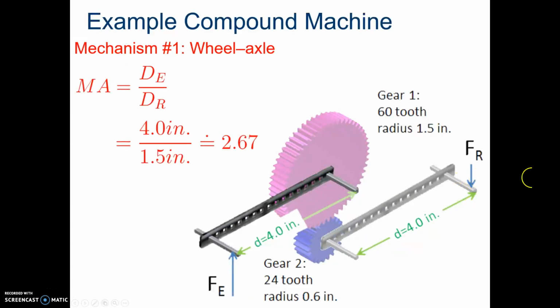Our effort distance would be the length of the handle. That would be 4 inches. And then our resistance distance, or DR, would be 1.5. And all that is the radius of the first gear. So they give us 1.5 inches, from the center to the outside of the gear. We divide that, 4 over 1.5, inches cancel, we get 2.67.